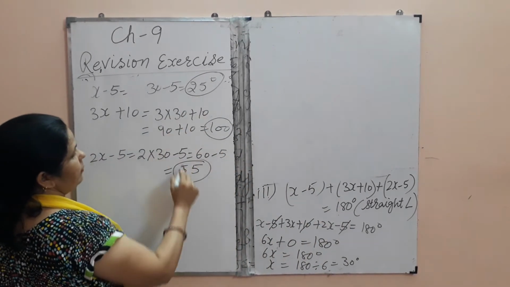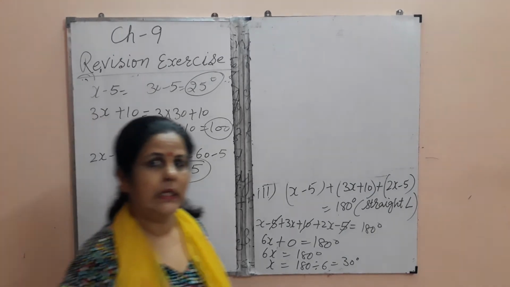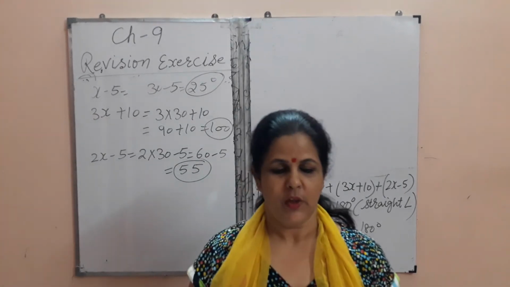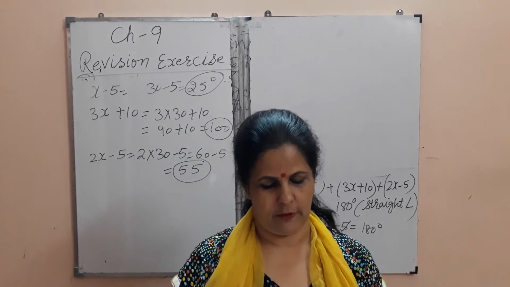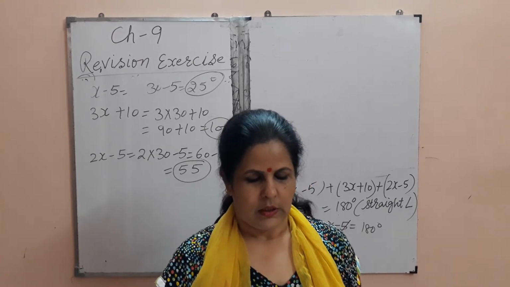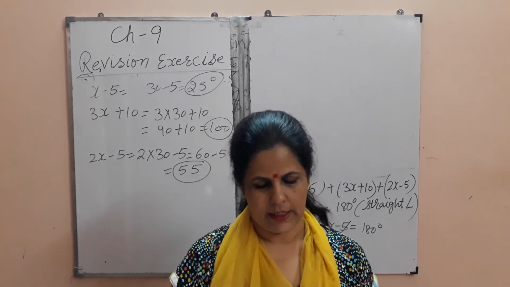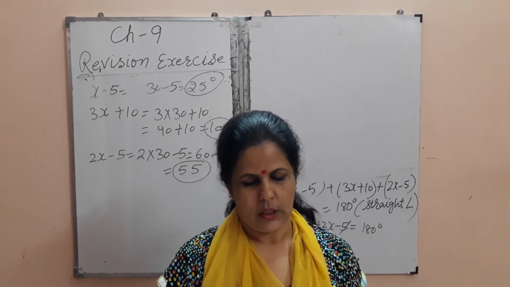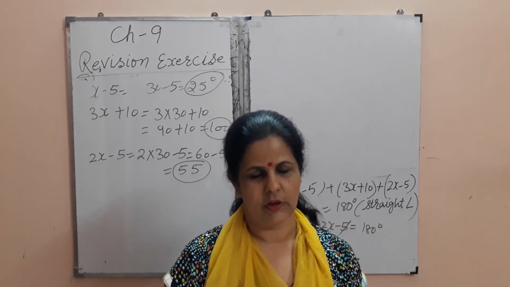100 plus 125 plus 55 is 180 degrees. So like this we will solve all these sums. Now question number 5. In the given line, L parallel to M and M parallel to Q, and N is a transversal. Find angle 1, 2 and 3.